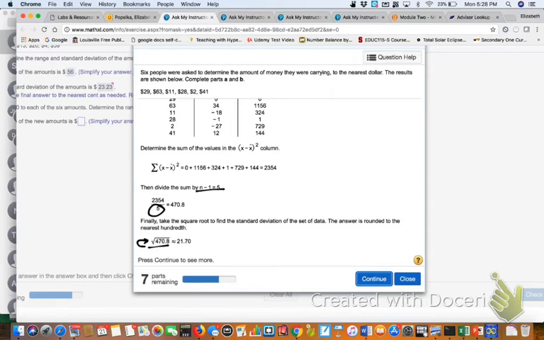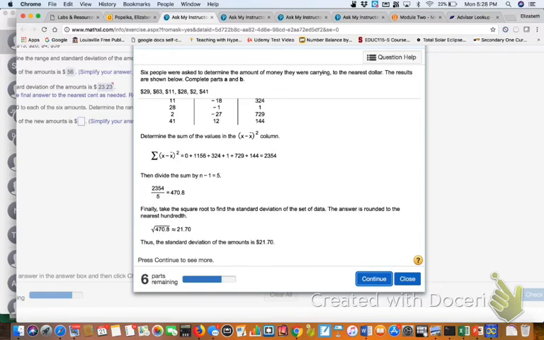So we arrive at the number 21.70. So I hit continue, and they say, thus, the standard deviation of these amounts of money is $21.70. So that is the example that the text gave you, where, again, we clicked on question help up at the top right. Let me show you that again.